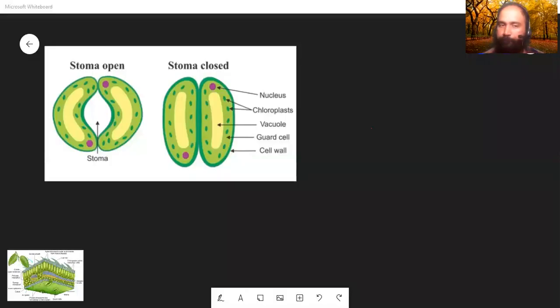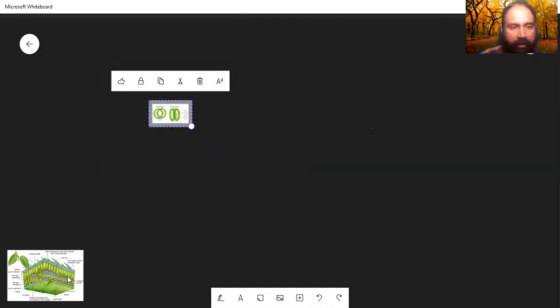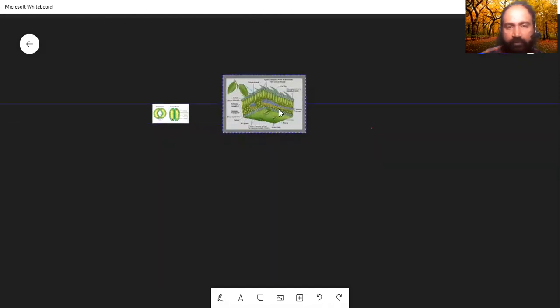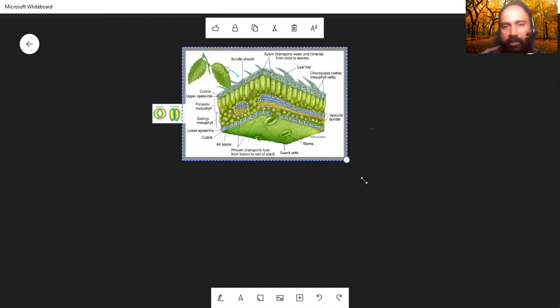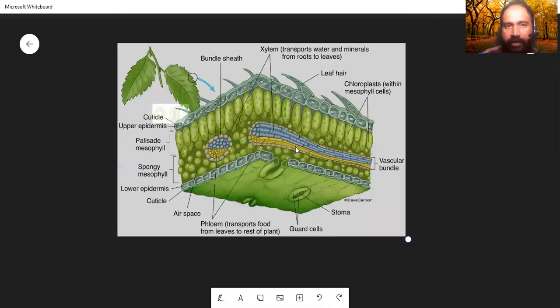So I will share my screen. We'll go to one board and I will teach you that. I hope you can see. Now here you can see the structure of stomata. Before going to stomata, I just want to tell you where stomata is present. This is the picture of a leaf.